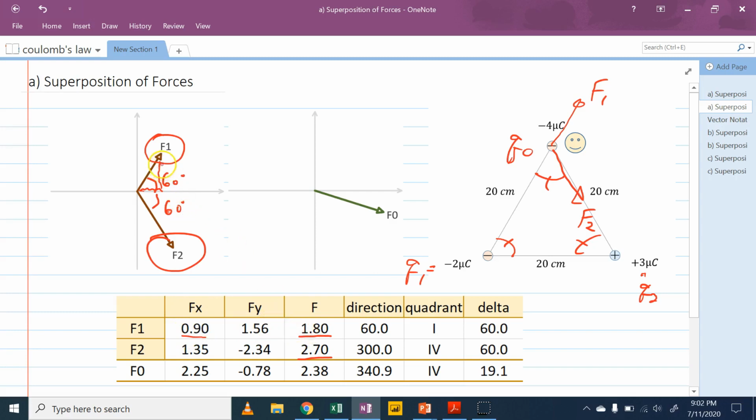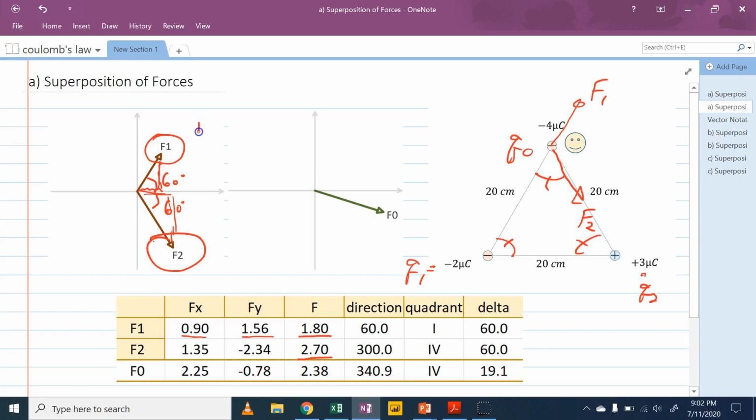And then the y component is 1.8 sine 60, and that'll give us about 1.56. Similarly, for the 2.7, we make a triangle here and look at F2 being the hypotenuse of that triangle, and the components are basically the legs of the triangle. Although being careful of quadrant, right?